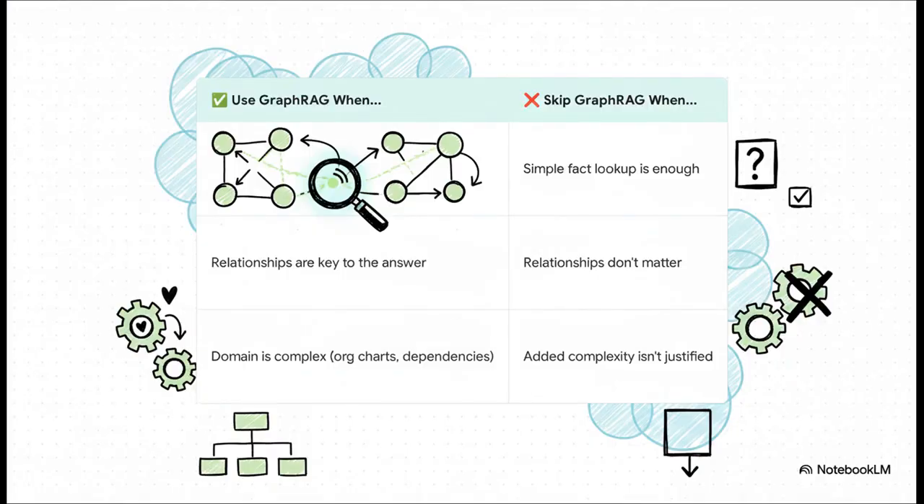The bottom line is pretty simple. You want to reach for GraphRAG when your questions are all about tracing connections. Think org charts, system dependencies, supply chains, and when those relationships are the whole key to the answer. But if all you need is a simple fact lookup, what is X, then the extra complexity probably isn't worth it. Standard RAG is your friend there.